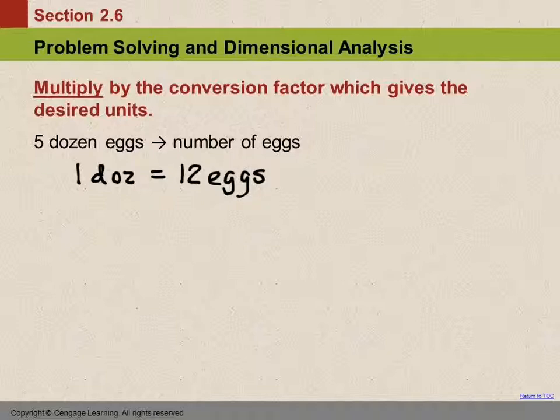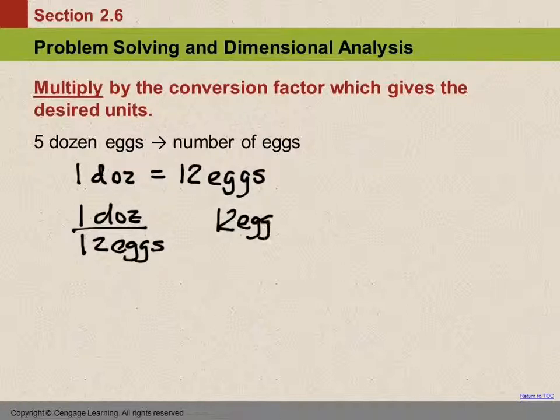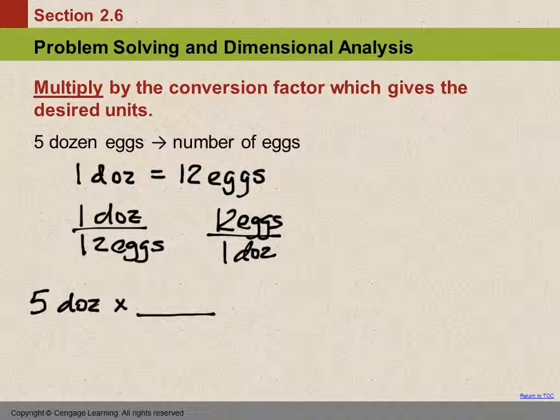So we can write 2 conversion factors from that. 1 dozen over 12 eggs, or we can upside down it, 12 eggs over 1 dozen. We cannot say that 1 egg equals 12 dozen, right? Because that's ridiculous. So those are our 2 possibilities. The number that we have is 5 dozen, and we want to multiply this by a conversion factor. And over here we want to end up with number of eggs.